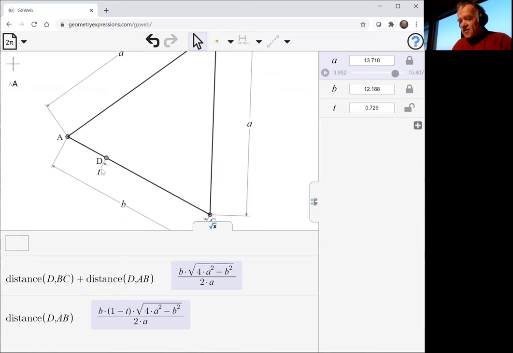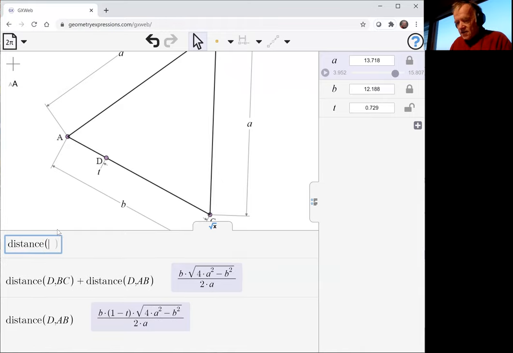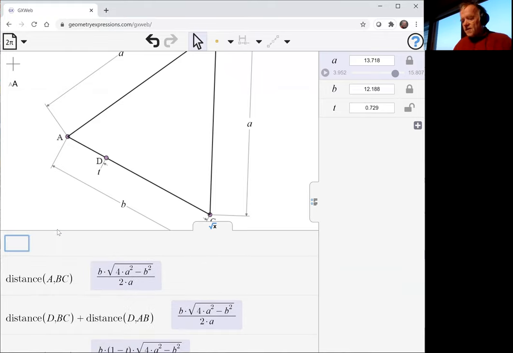In particular, if T equals zero, that would give us the altitude. We can make that explicit. Distance from A to BC. And we see those are the same.